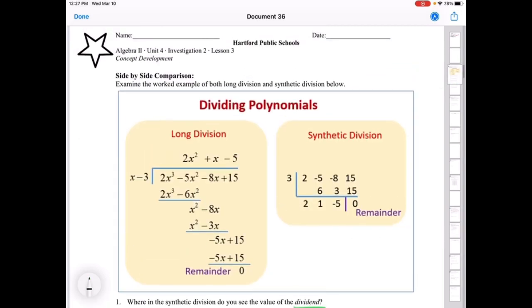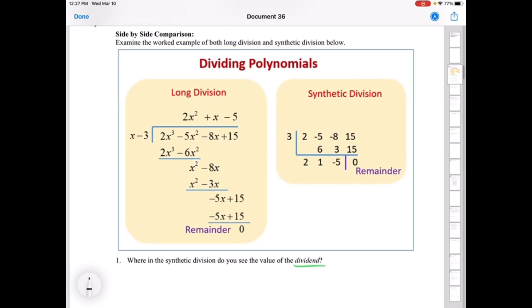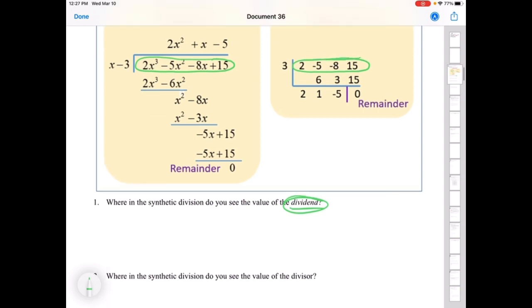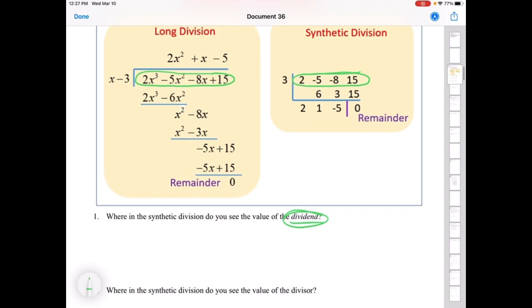On the next page, we're going to be looking at a comparison of long division versus synthetic division. So the first question, I'm going to color code here. In green, we know that our dividend in long division is right here. And we know that in synthetic division, we have just the coefficients, not the variables, in this top row. So this is under the division symbol, and this is on the top row of the synthetic division process.